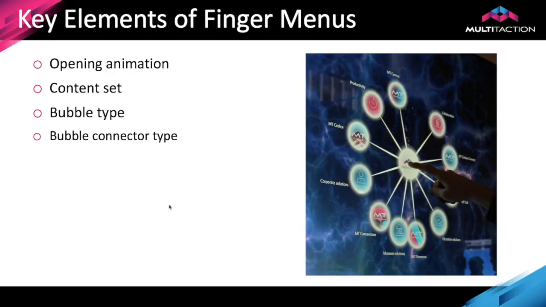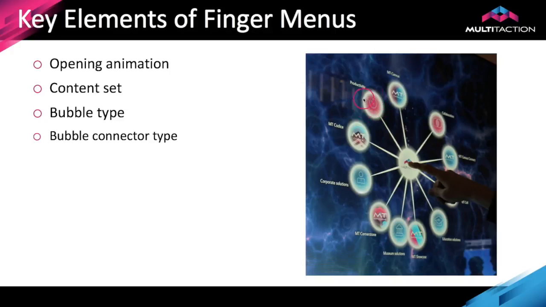If we take a quick look at the finger menus, there are 4 key components to a finger menu. There's the opening animation, what happens when I touch the screen and hold it. There's the content set, so remember that determines what's behind each of the bubbles. If you look over here in this diagram, you'll see each one of those bubbles leads to either another menu or directly to content, and it's the content set that determines that.